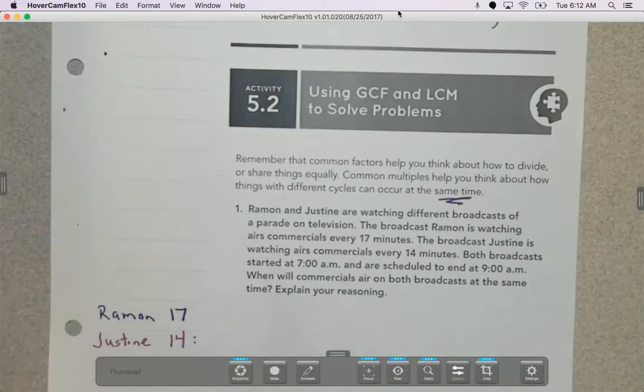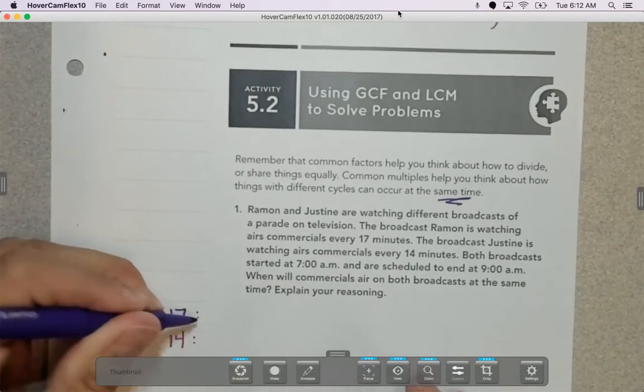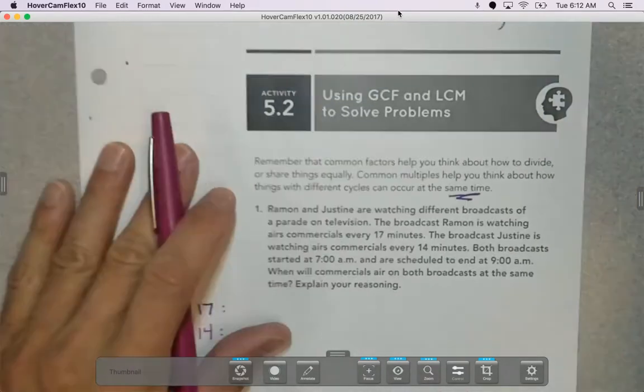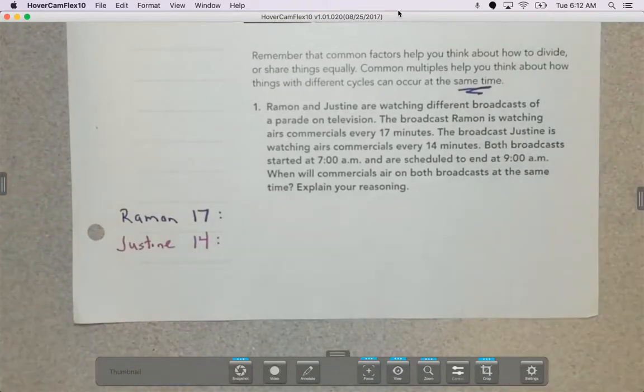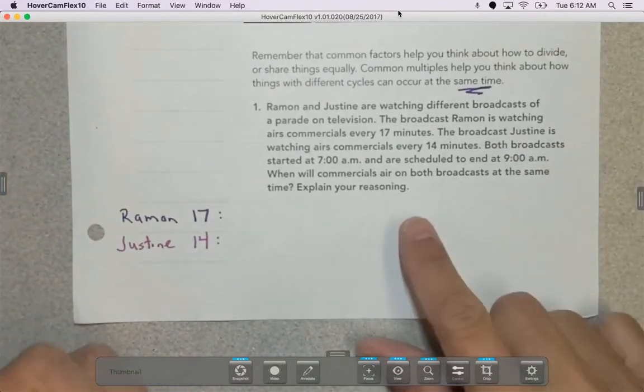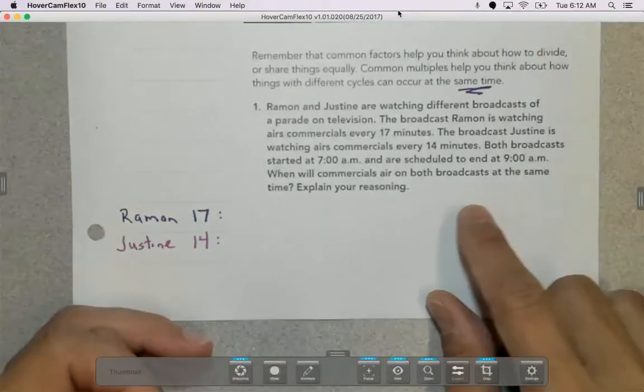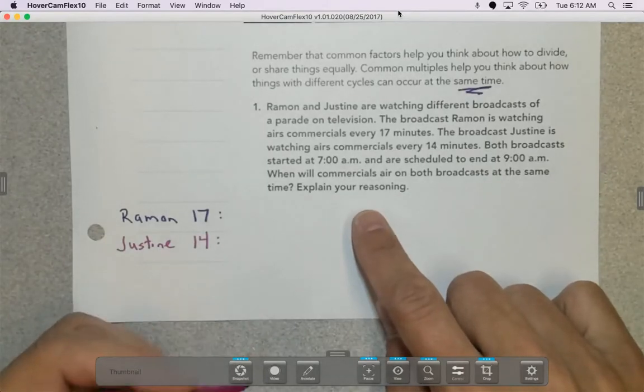Both broadcasts started at 7 a.m. and are scheduled to end at 9 a.m. When will commercials air on both broadcasts at the same time? Explain your reasoning. Okay.